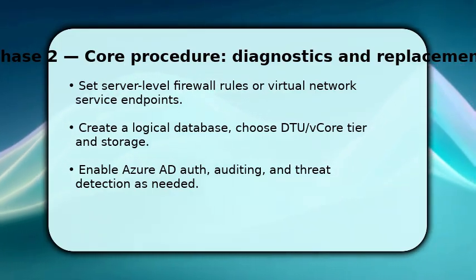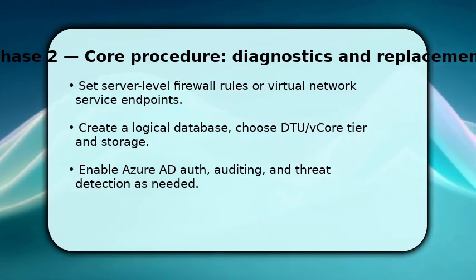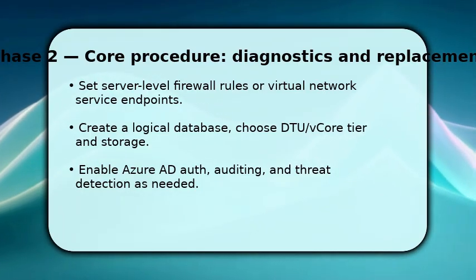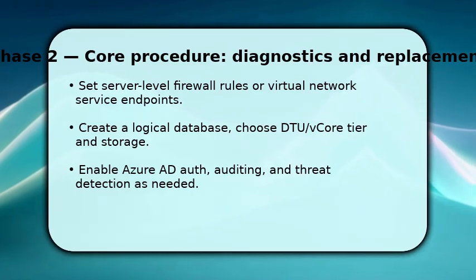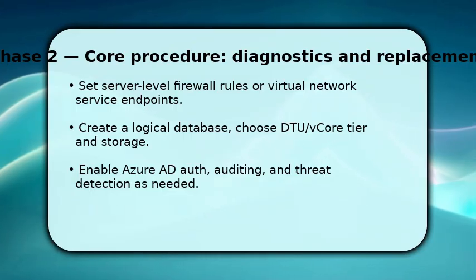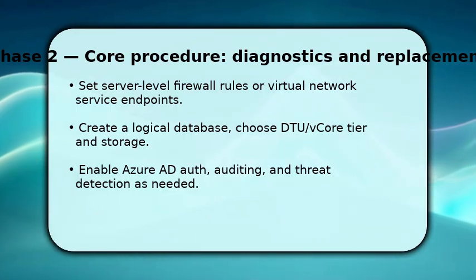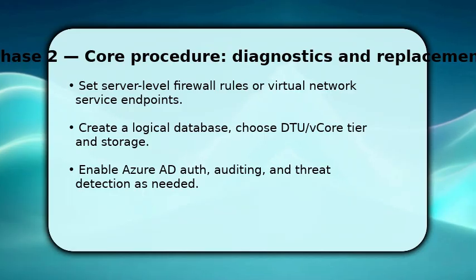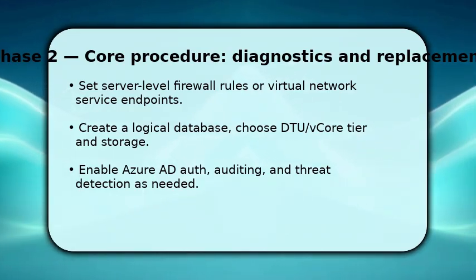Then create the logical database. Choose DTU or vCore sizing and allocate storage based on expected workload. Once created, enable Azure AD authentication for centralized identity and turn on auditing and threat detection for security and compliance. After this, grab the connection string to prepare your client or application.